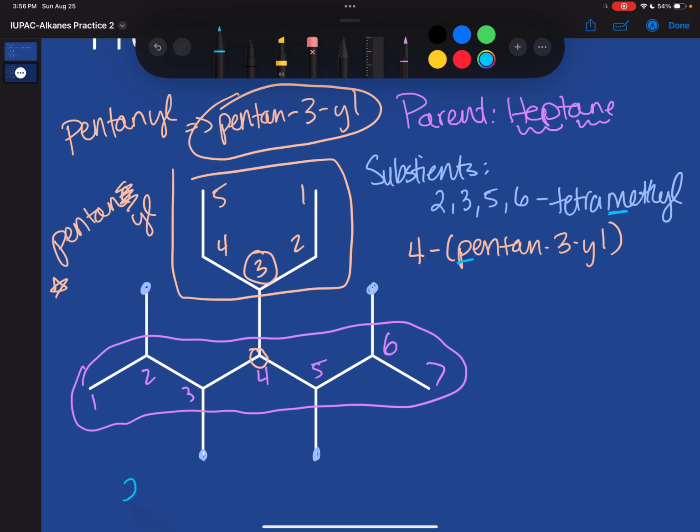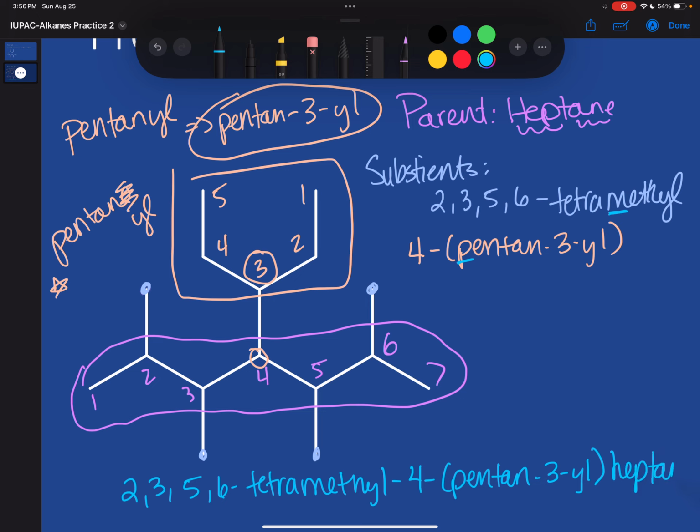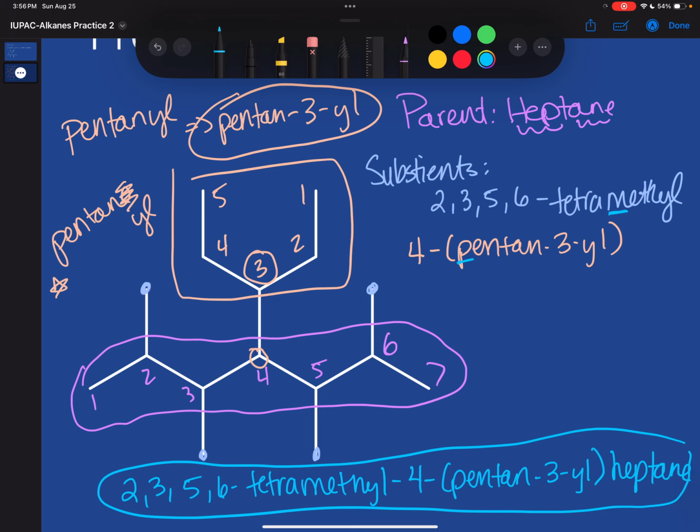All right, I'm going to start down here because it's going to be a big one. So 2, 3, 5, 6-tetramethyl. And then I'm going to have a number, so I do a dash, 4, dash, pentan-3-yl, oh, I forgot my dash, 3-yl heptane. All one big, beautiful word. So that would be the IUPAC name when I'm starting to look at systematic naming.